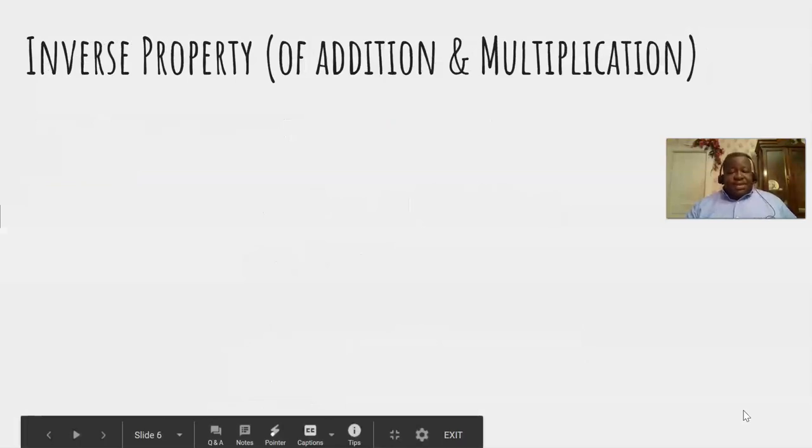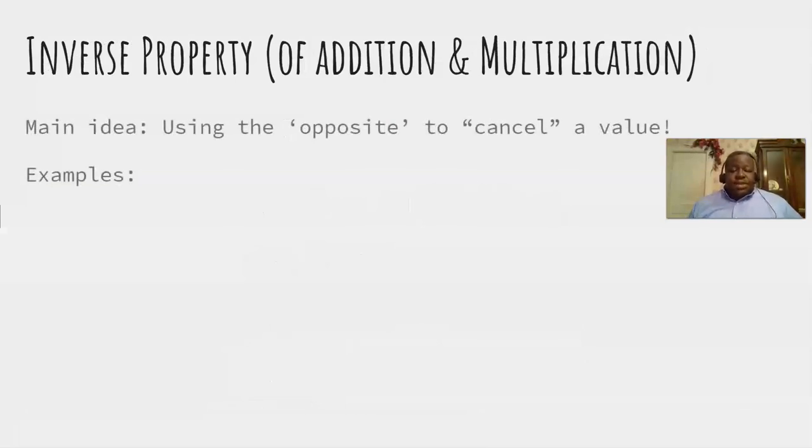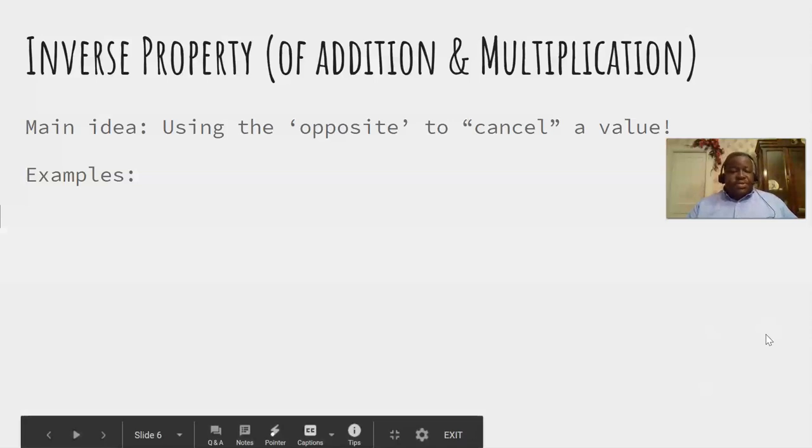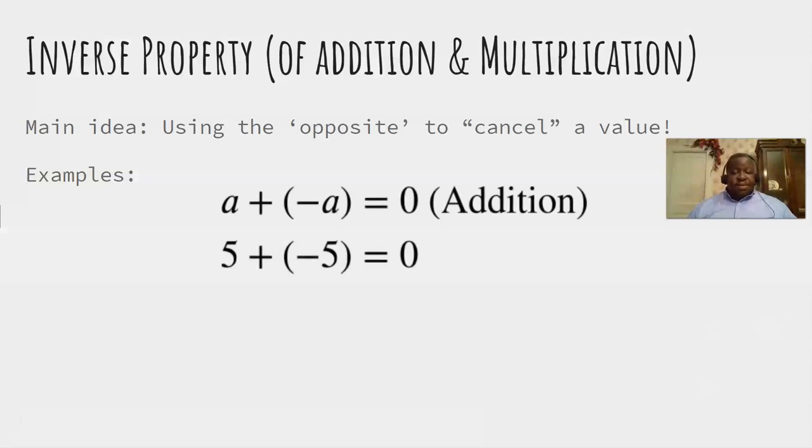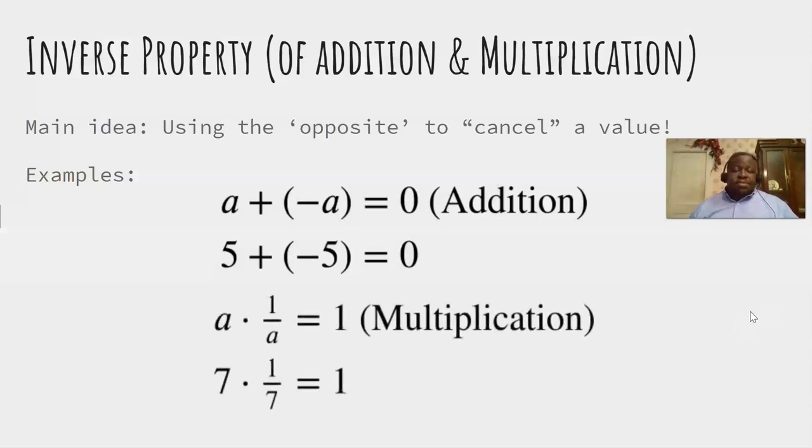Inverse property of addition and multiplication. Using the opposite to cancel a value. Okay, so we need to look at that a little carefully because we're using these terms. So a plus negative a is going to be 0. If you look at addition, so 5 plus negative 5. That's what we mean by the opposite. And multiplication, we're looking at the inverse. So we have a times 1 over a is equal to 1. Or in this case, 7 times 1 over 7 is also equal to 1.